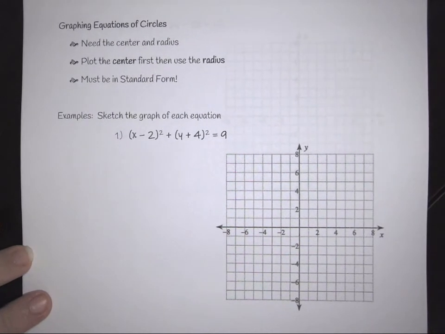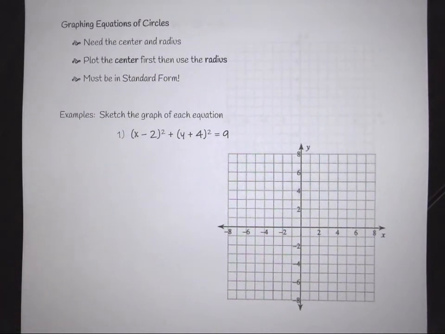The other thing that we can do with circles is graph them. What I have here is 3 different equations, and we are going to graph circles out of each of them. In order to graph a circle, you only need 2 things: the center and the radius, and that's it. The first thing you're going to do is plot your center point, and then you're going to use your radius to create your circle.